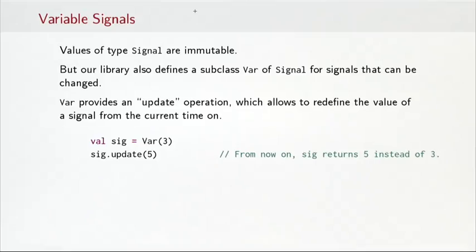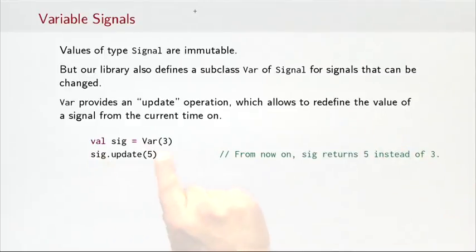So far, all values of type Signal are immutable. A signal is an immutable function from time to the signal values. But in fact, our library also defines a subclass Var of signals for signals that can be changed. The change is done by means of an update operation which Var provides. And that update operation allows us to redefine the value of a Var signal from the current time on.